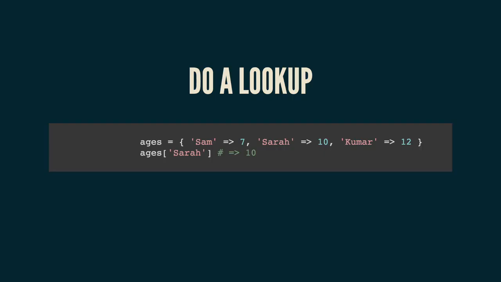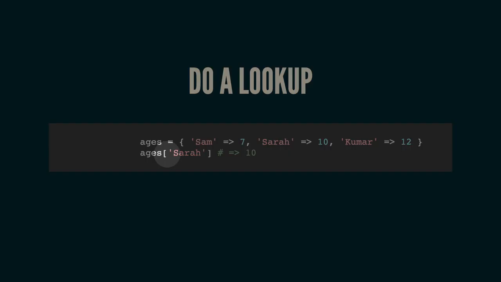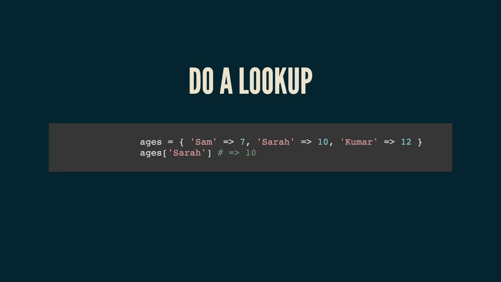Let's say I want to find out the age of Sarah. I can do a lookup to the hash by using the square bracket operator. It may look the same as for an array, but it behaves a little differently. I'm going to pass the key Sarah to the square bracket operator, and the hash will now return me the value associated with Sarah. In this case, 10. It's really important to note at this stage that hashes can only have unique keys. You can't have more than one key in a hash. Sarah only has one age, so it makes sense for us to store that as a key inside a hash.